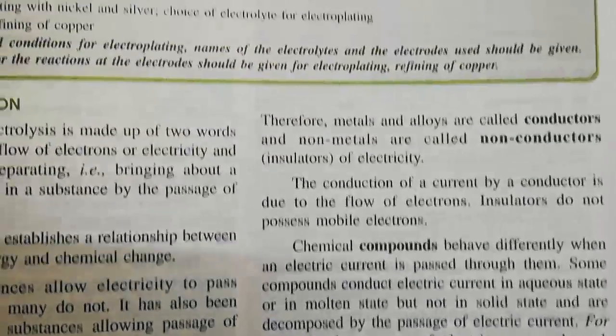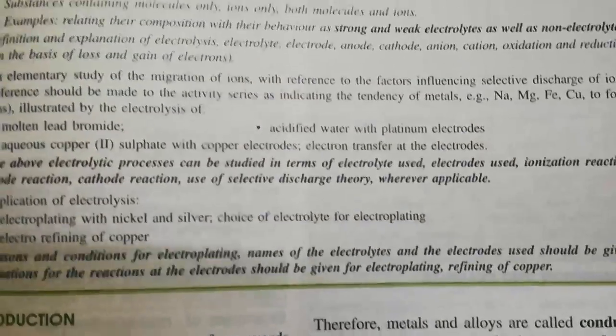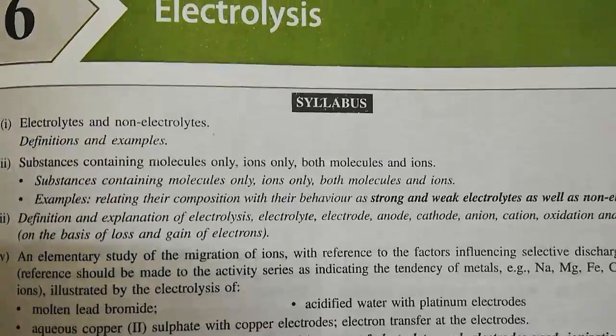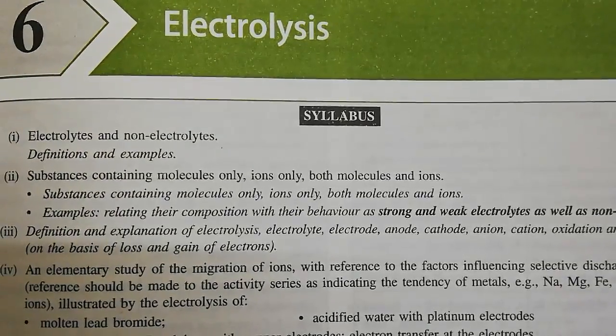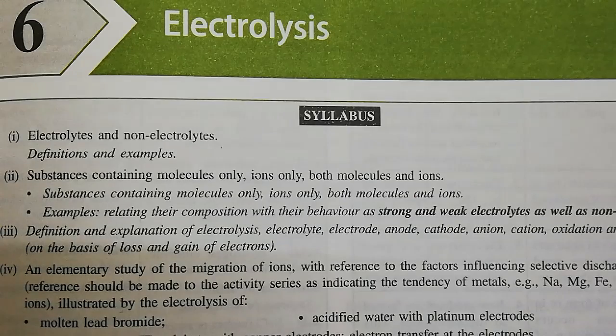That means electrolysis is a change which can occur at the cost of electricity. And for your information, the kind of electricity that can cause electrolysis should be DC electricity, direct current. At the cost of direct current there can be a chemical change, and the compounds for which electrolysis is possible are said to be electrolytes.